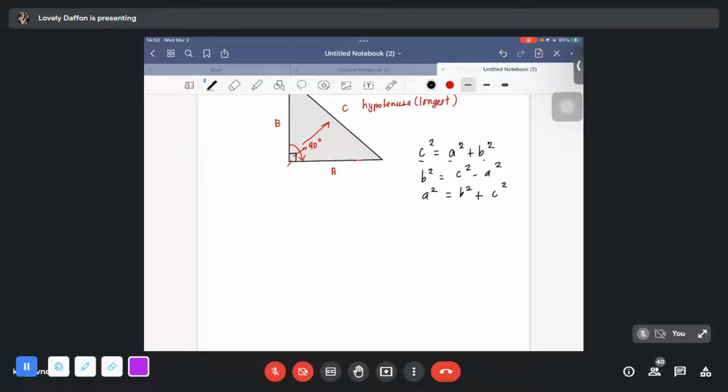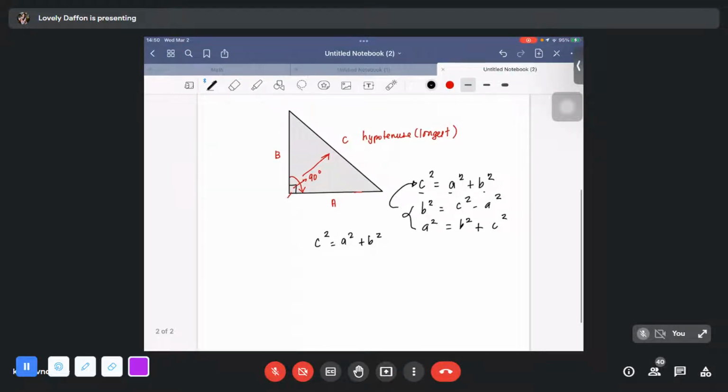But either way, even if you don't know how to memorize those other derived formulas, it's okay as long as you know the basic one: C squared equals A squared plus B squared. Actually, that's good enough. What you just have to do now is substitute whatever numbers are given in the problem.